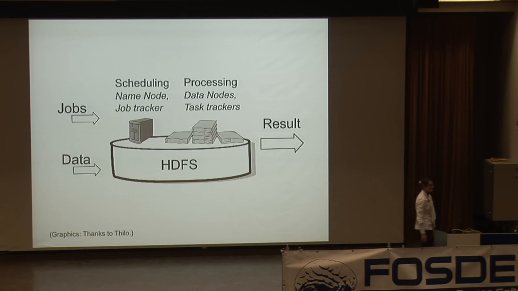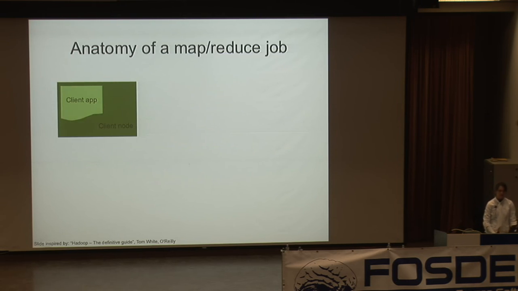If you have a look at our little picture, for MapReduce, we now have a special node called the job tracker. That is the node that we connect to submit MapReduce jobs. And we have on each slave node task trackers that really run the map tasks and the reduce tasks. What does a MapReduce job really look like? If I write my client application on my client node, this application contacts the job tracker and tells it, hey, I've got a job for you to run.